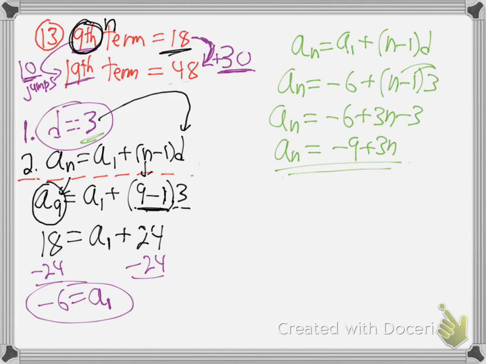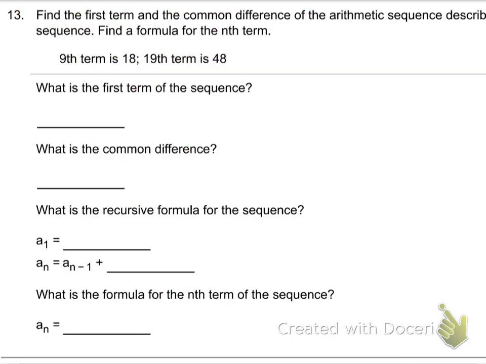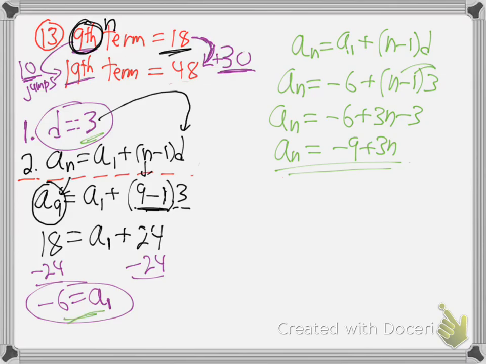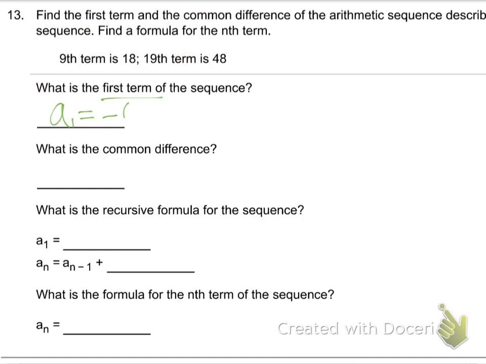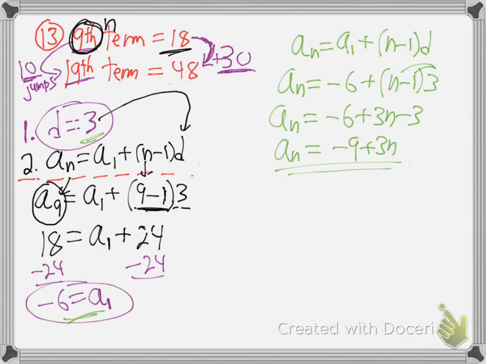So, that's almost everything they want. Let's go back to their questions and I'll show you. So we took those two pieces of it. There's a lot to these problems. They're asking for the first term. That's a sub 1, which we now know, negative 6. They want the common difference, the d, which we found out is 3.